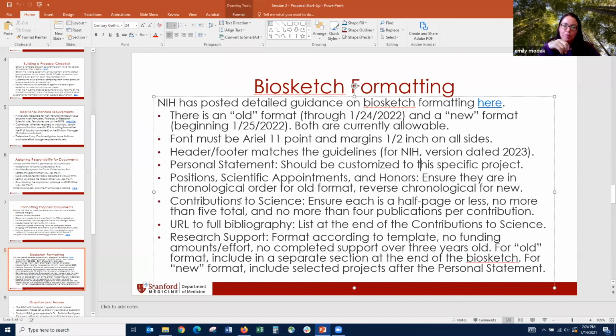The URL to the full bibliography, you want to list that at the bottom of the contributions. If you put it at the top, RMG will make you move it to the bottom. And it's the only URL that's actually allowed in NIH applications. They do not want URLs embedded in the applications.